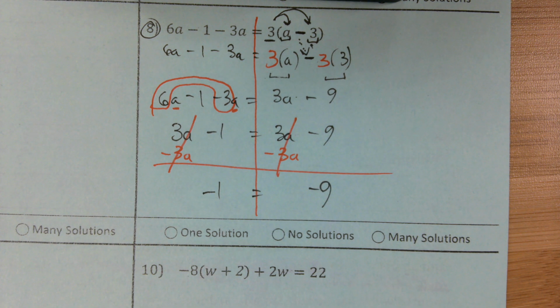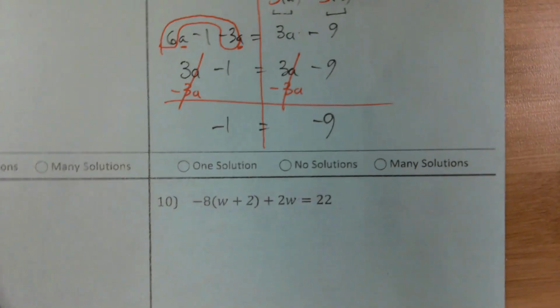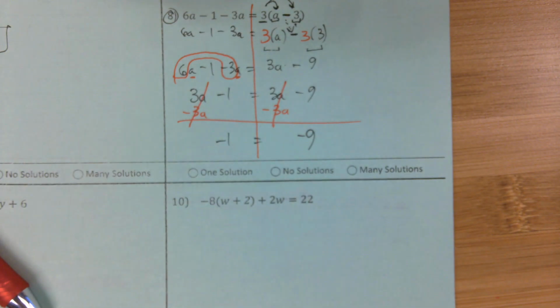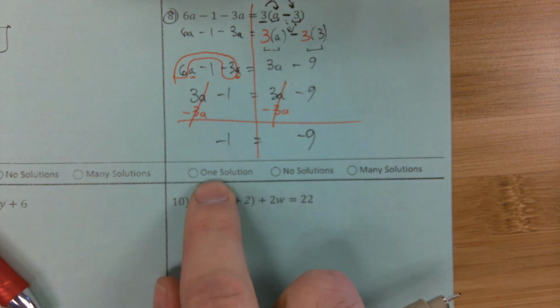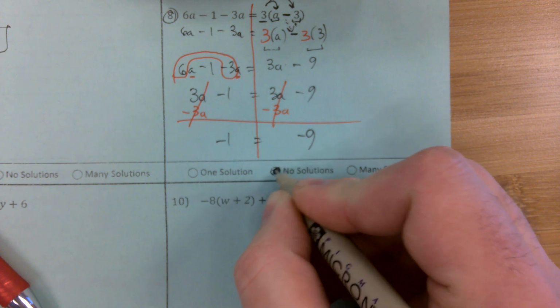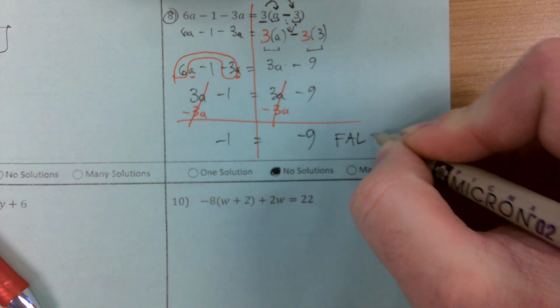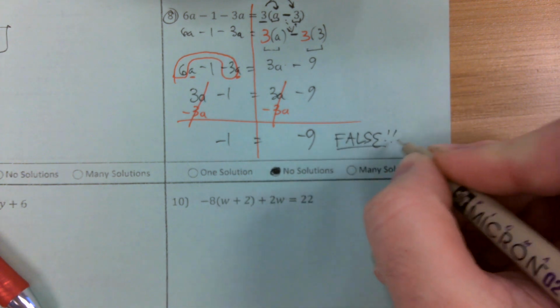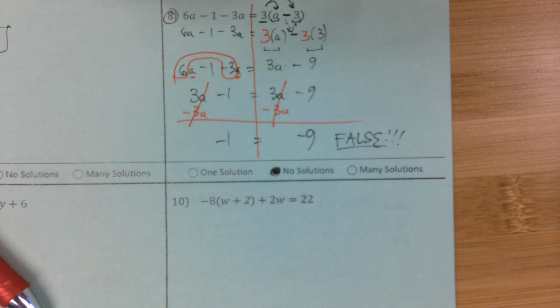Is there anything else we have in this equation at this point? No. That's just what it is. So, I'm confused. Does negative 1 equal negative 9? No, absolutely not. Those are two very different numbers, right? So is this going to be one solution, no solution, or many solutions? No solution at all. This is a false statement. If you think back to a couple weeks ago when we were doing something similar to this, that is a false statement, so there is no solution at all.